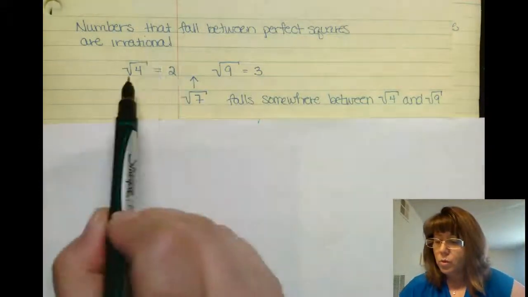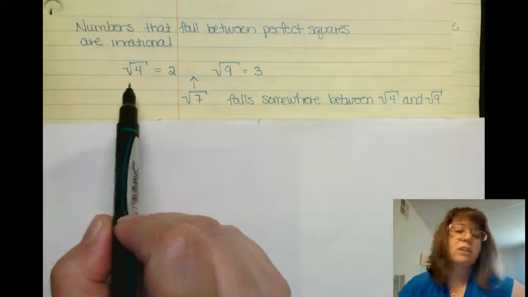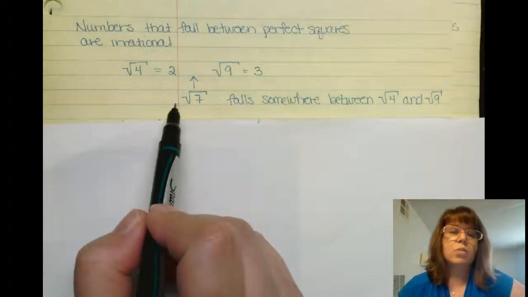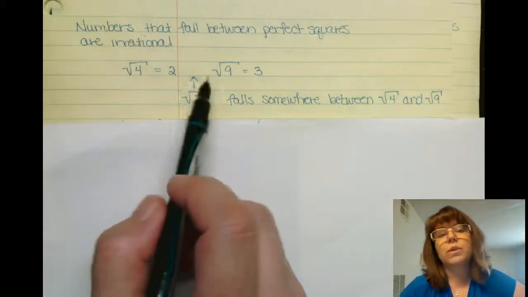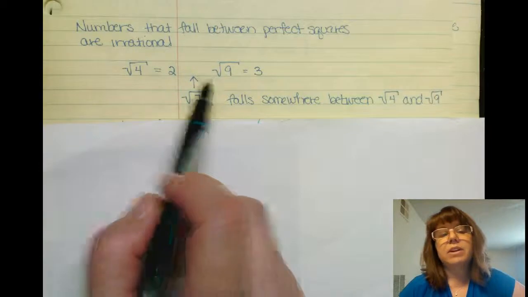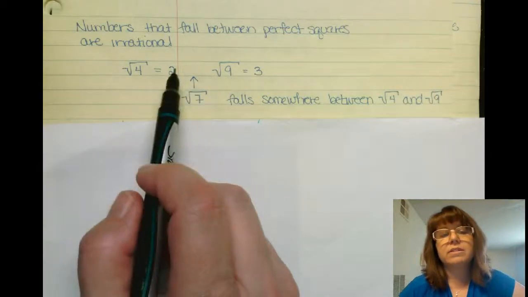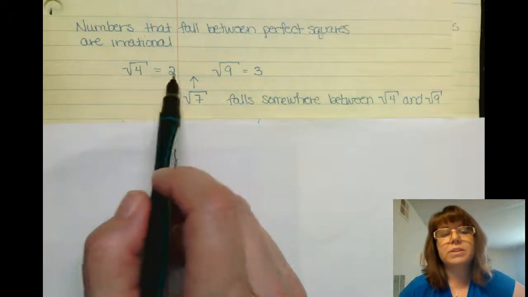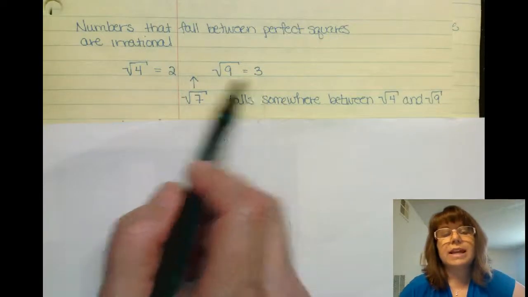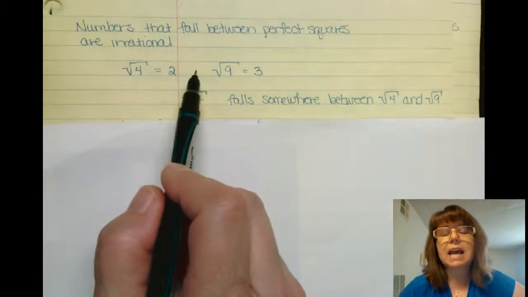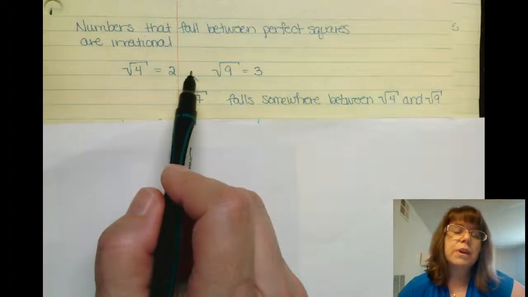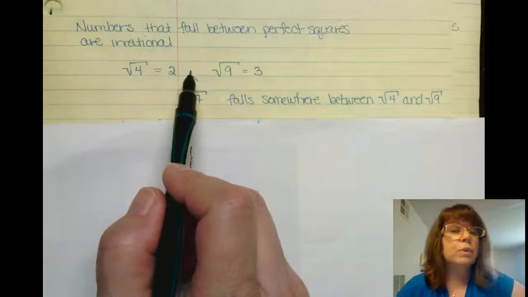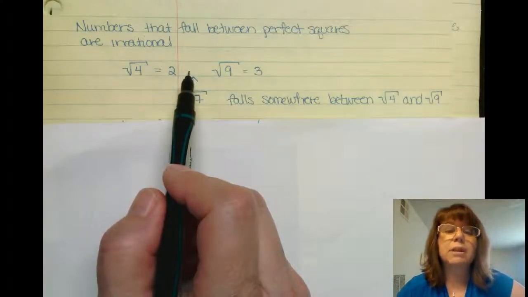So what about something like the square root of 7? Well, it falls between the square root of 4 and the square root of 9. And any number that falls between the perfect squares, because the square root of 4 is 2, the square root of 9 is 3, anything that falls in between, it's actually an irrational number. It's not that I'm just going to get a decimal number. It is a decimal number that never repeats and never ends. It never stops. They are irrational numbers.